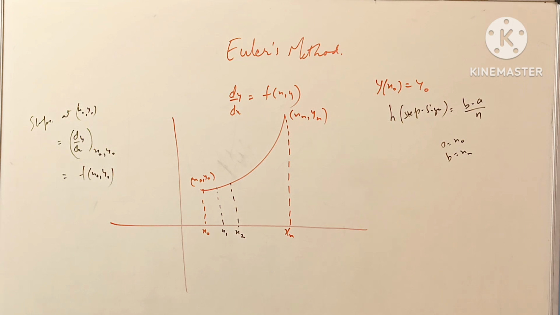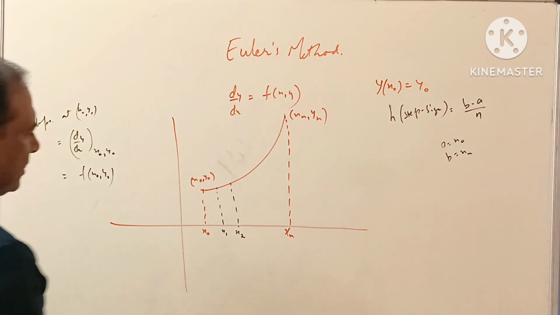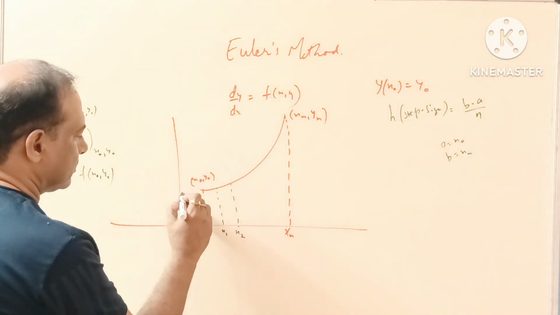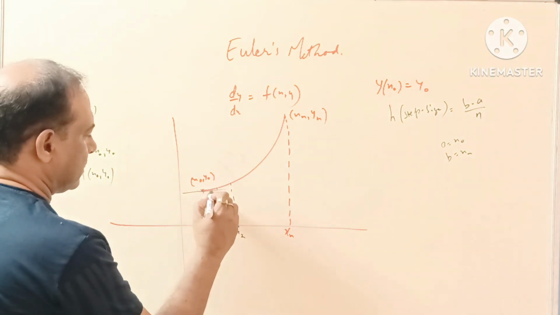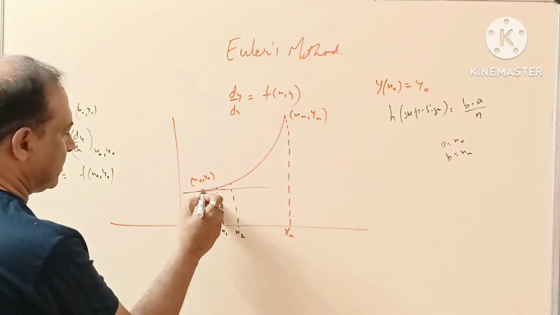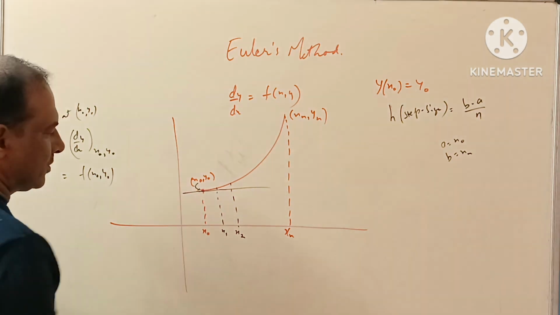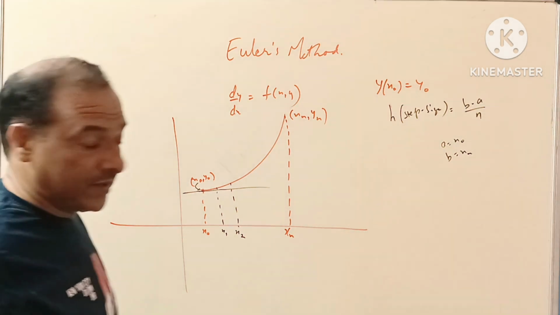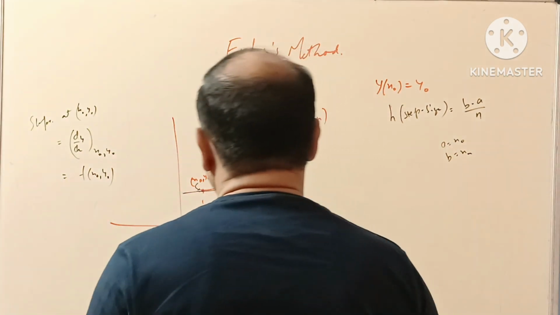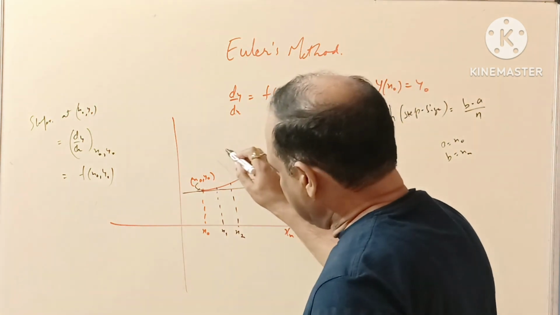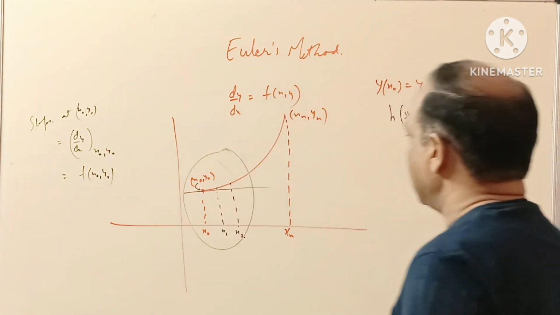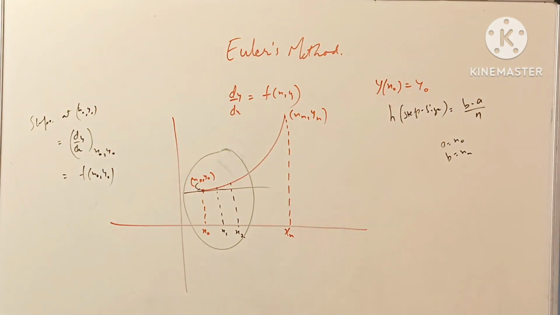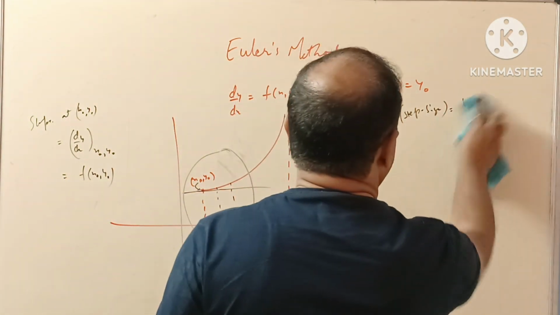Now if I draw the tangent at this point, let this tangent be like this. This is a tangent at this point, and this point is x naught, y naught. Okay, fine. Now I am just going with this part only, and I will draw this part in the next space.